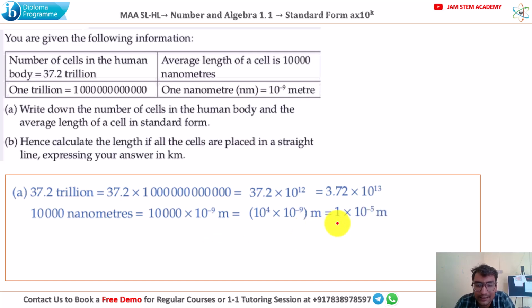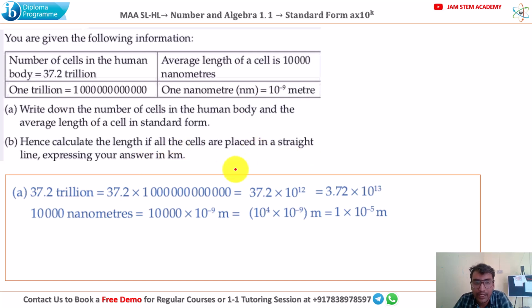But we need to write it in standard form, so I will write 1 times 10 raised to the power minus 5, because you can have values from 1 to 10. 1 is included, 10 is not included in standard form. So this is the average length in meters. Now part B says, hence calculate the length if all the cells are placed in a straight line. Express your answer in kilometers.